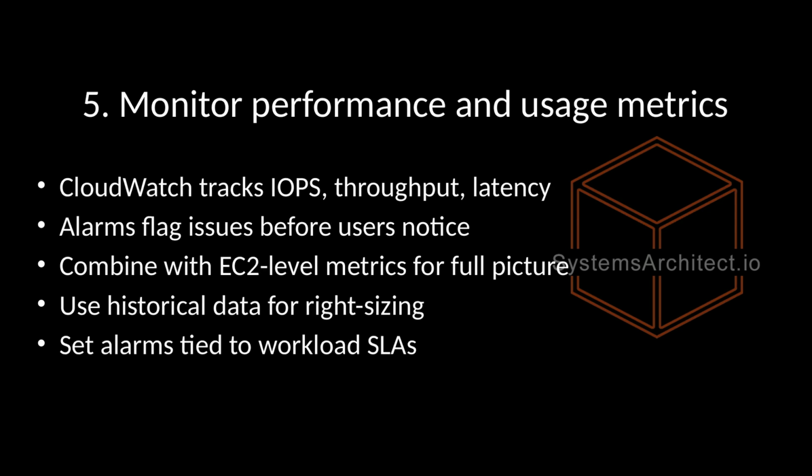5. Monitor performance and usage metrics. You can't tune what you aren't measuring. CloudWatch gives EBS Volumes metrics for IOPS, throughput, and latency. Alarms notify you automatically before a user ever complains. Pair these metrics with EC2 level monitoring for the fuller picture. Set alarms on the metrics that matter most to each workload's SLA.